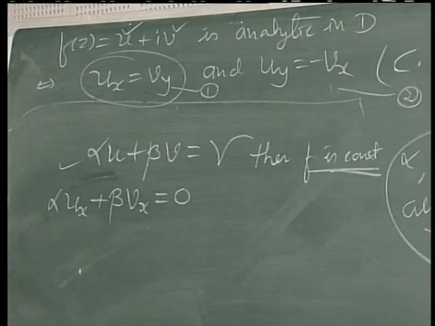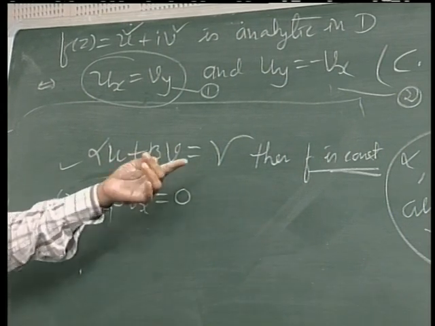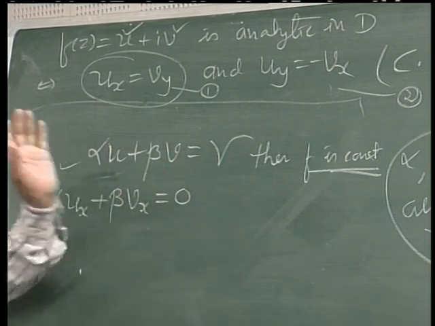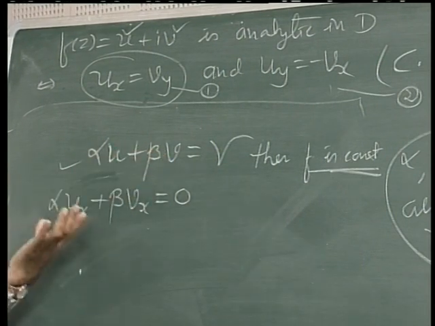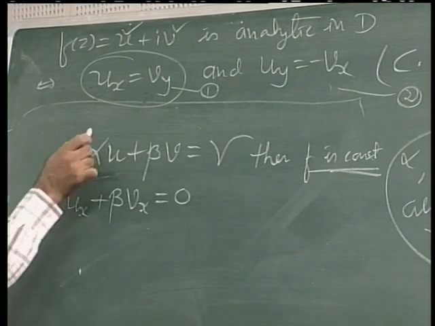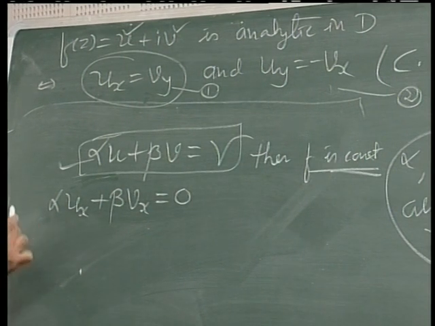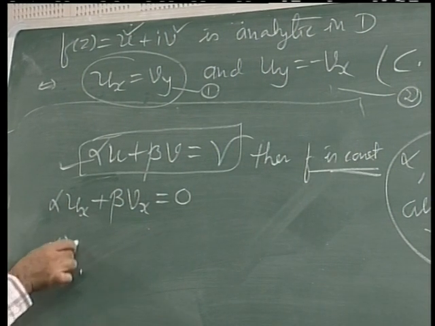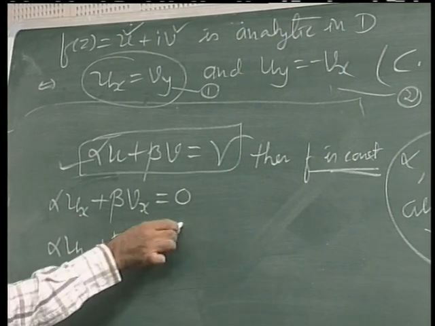Gamma is constant. I repeat, alpha u plus beta v equals gamma. Alpha, beta, gamma all are not zero at a time. That is given. Now differentiating partially the given expression with respect to x, we have this. Again, differentiating partially the same expression, alpha u plus beta v equals gamma, with respect to y, we have alpha uy plus beta vy is 0.